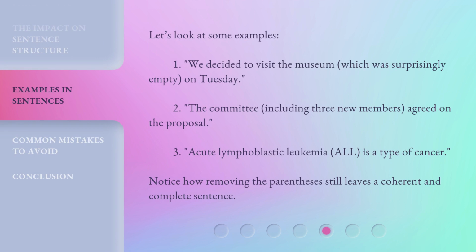Let's look at some examples. 1. We decided to visit the museum (which was surprisingly empty) on Tuesday. 2. The committee (including 3 new members) agreed on the proposal. 3. Acute lymphoblastic leukemia (ALL) is a type of cancer. Notice how removing the parentheses still leaves a coherent and complete sentence.